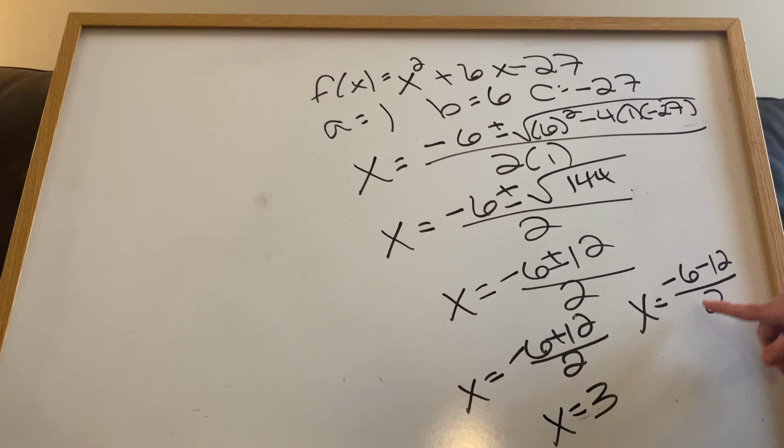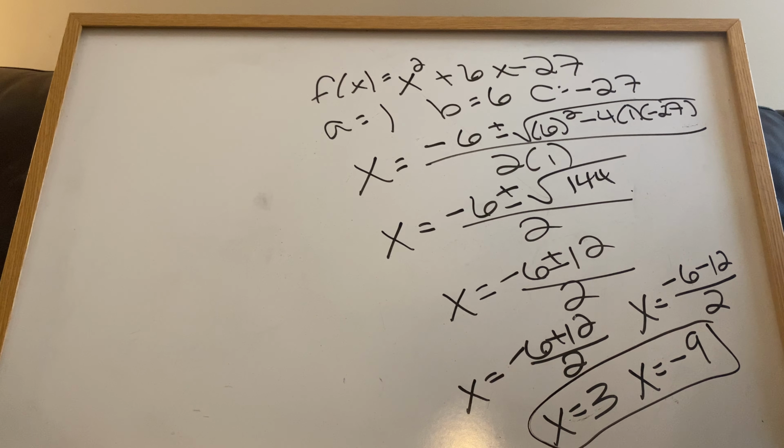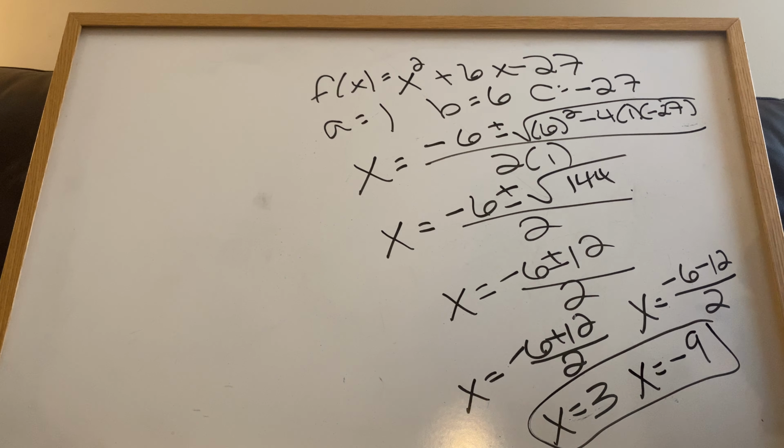So then that's this one. Here you've got -6 minus 12, which is going to be -18. -18 divided by 2 is going to be -9. And then those are your two separate answers.